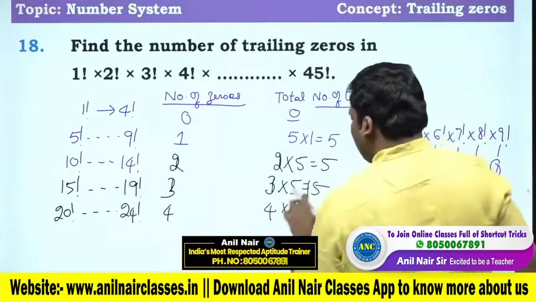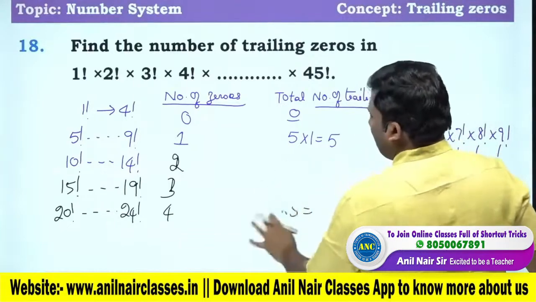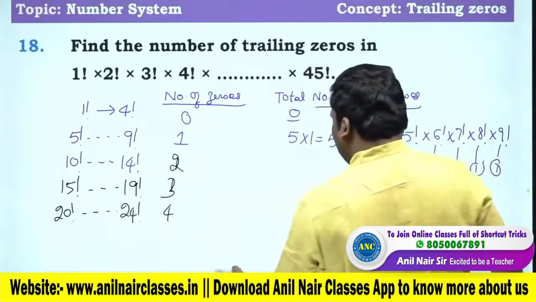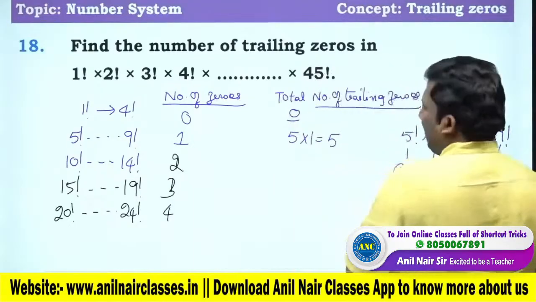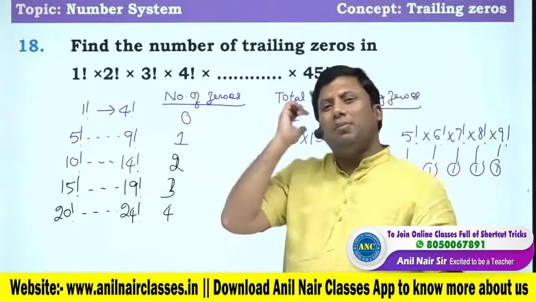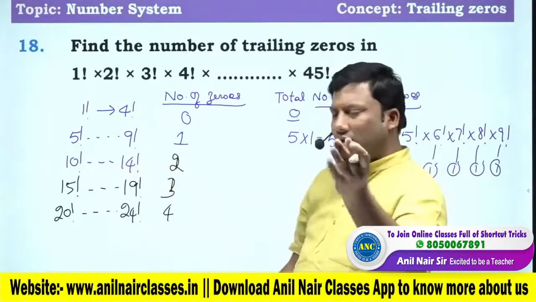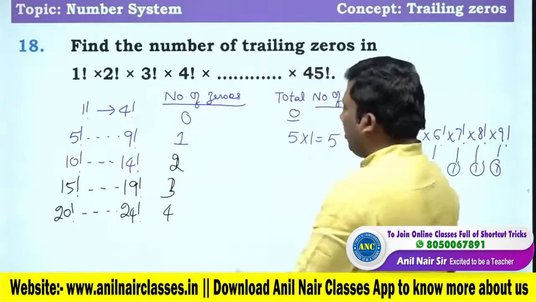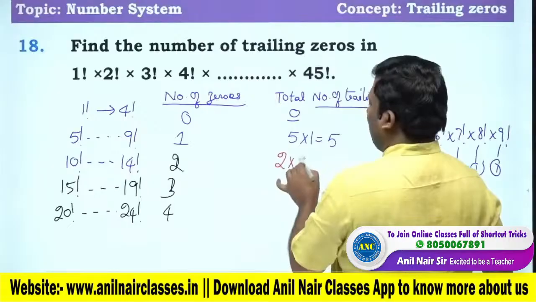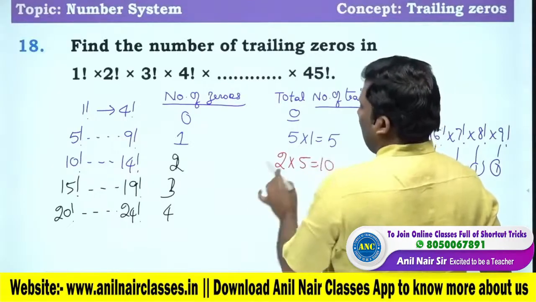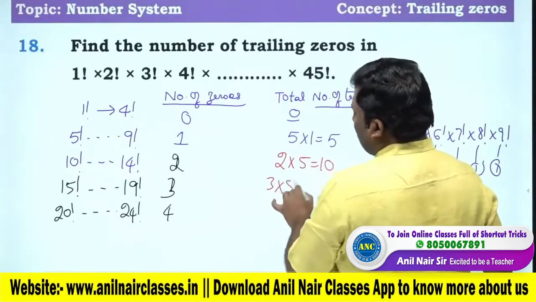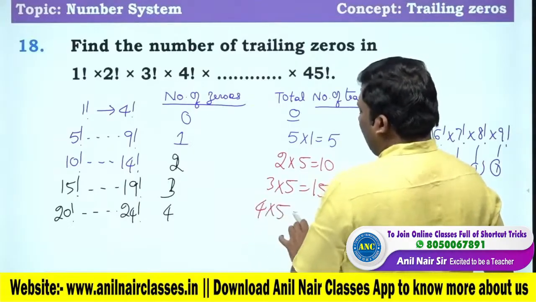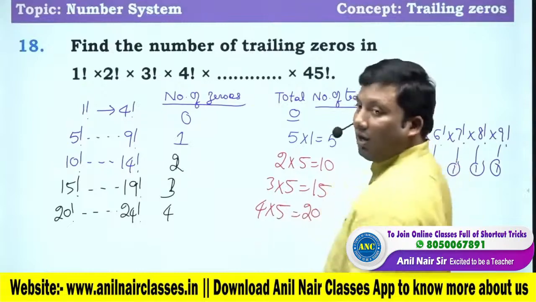Let me write it down again. I hope the idea is clear, right? From 1 factorial till 9 factorial, as above. From 10 factorial, what is the number of trailing zeros? 2. Like that, I will get 2 for 10 to 14. Total 5 are there, so 2 into 5, it is 10. Here it is 3 into 5, it is 15. Here it is 4 into 5, it is 20. Are you all with me?